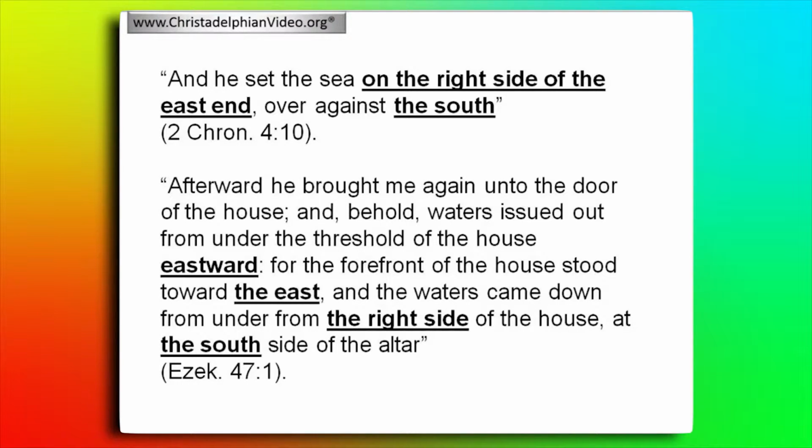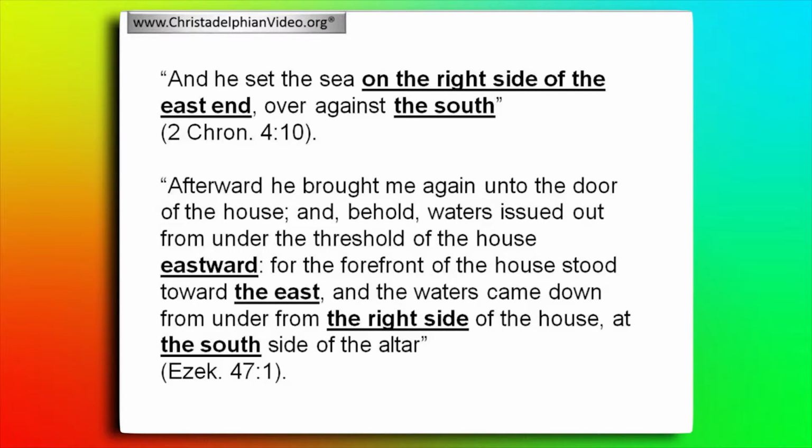"Afterward he brought me again unto the door of the house, and behold, waters issued out from under the threshold of the house eastward. For the forefront of the house stood toward the east, and the waters came down from under the right side of the house at the south side of the altar." This link shows that the molten sea of Solomon's temple in some way foreshadows the temple and its waters in Ezekiel's prophecy.